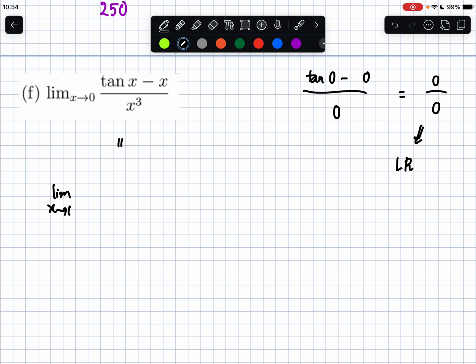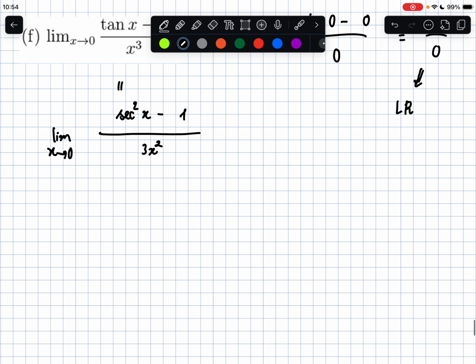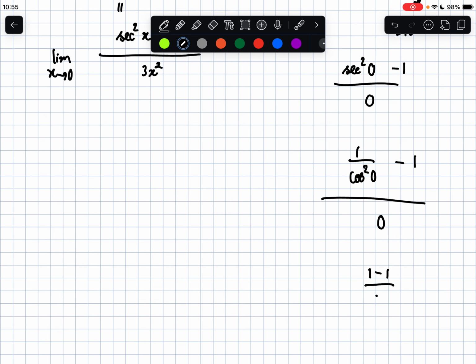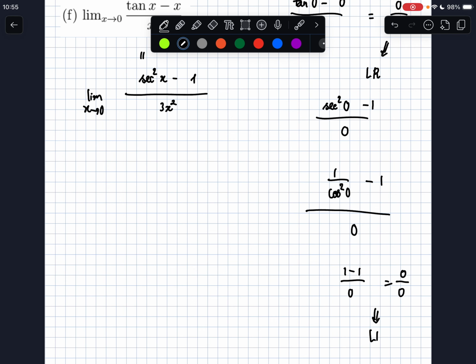Limit as x goes to 0, the derivative of tangent is secant squared, minus 1, over 3x squared. Now check your type again. You have secant squared of 0 minus 1 over 0. Secant is 1 over cosine, so cosine 0 minus 1 over 0. Cosine 0 is 1, so 1 minus 1 over 0, which is 0 over 0. So again, we can use L'Hopital's rule.